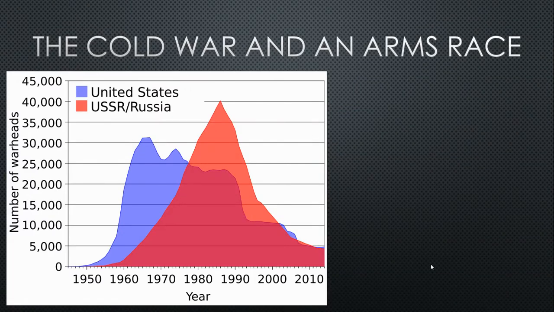So as the US and the Soviets have now committed to defending other nations, another important aspect of the Cold War is this developing arms race that is going to emerge. What we're looking at here is a chart showing us the number of nuclear warheads that the United States and the Soviets have developed over time.